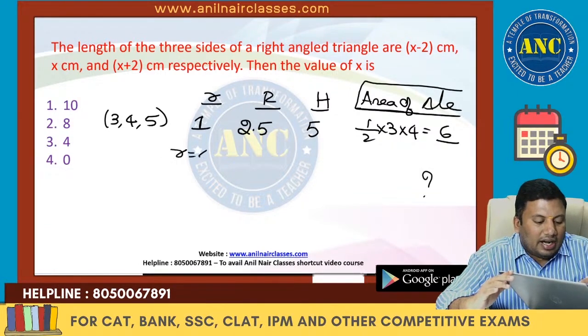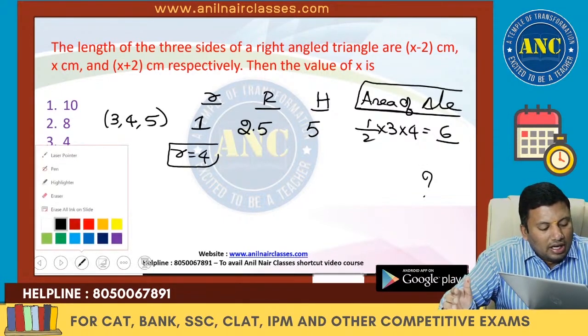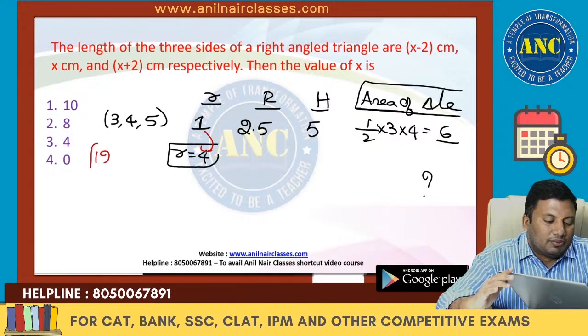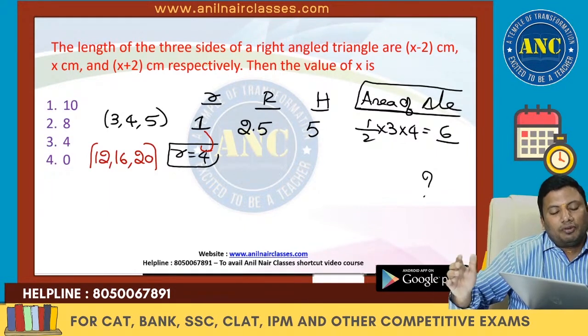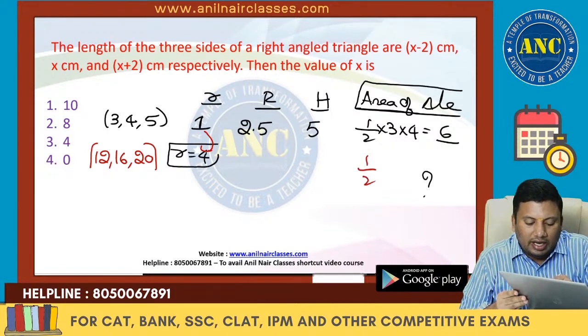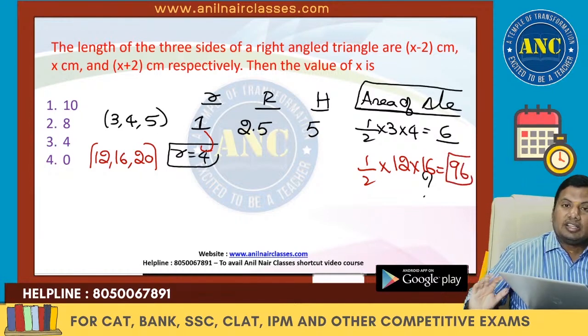If the inradius is given as 4, everything is multiplied by 4 times. So 3, 4, 5 multiplied by 4 gives 12, 16 and 20. So area is half into 12 into 16, which is nothing but 96.